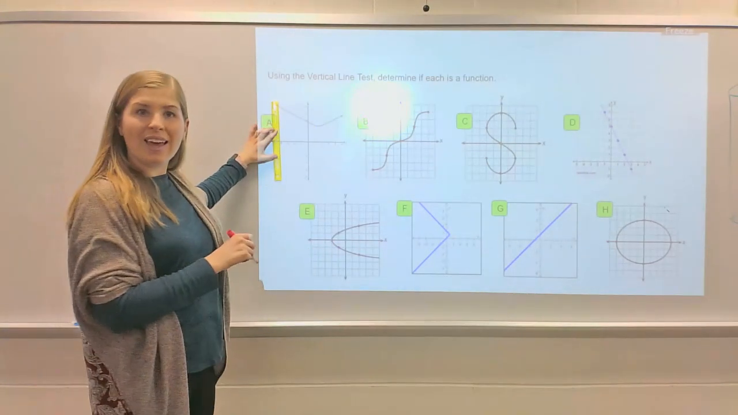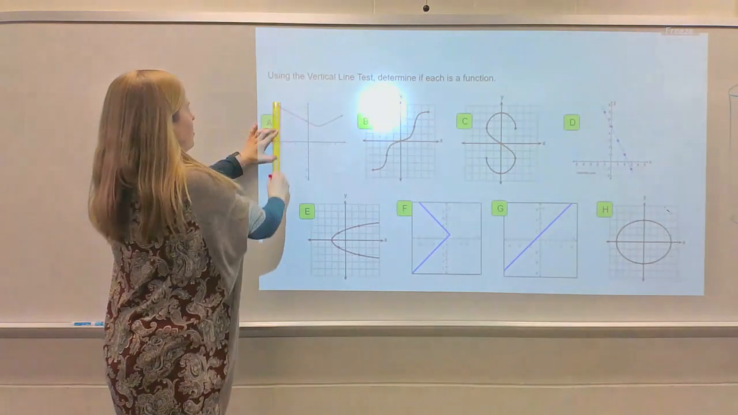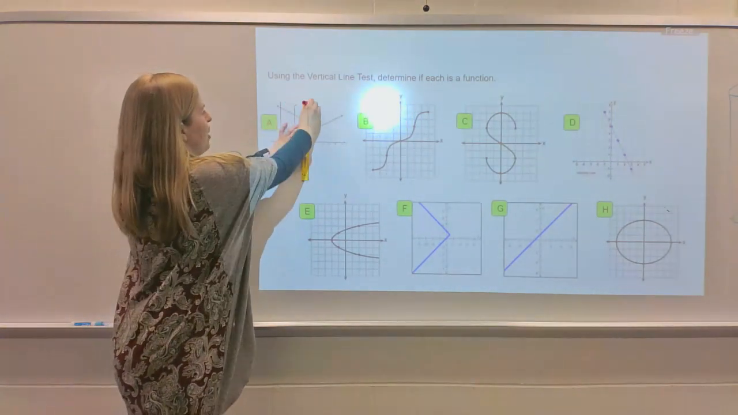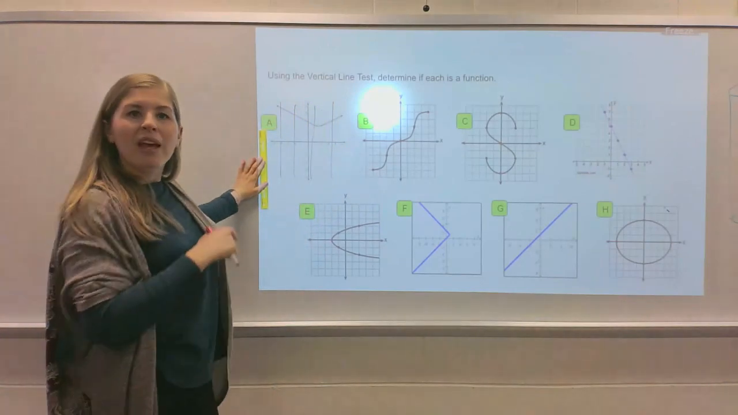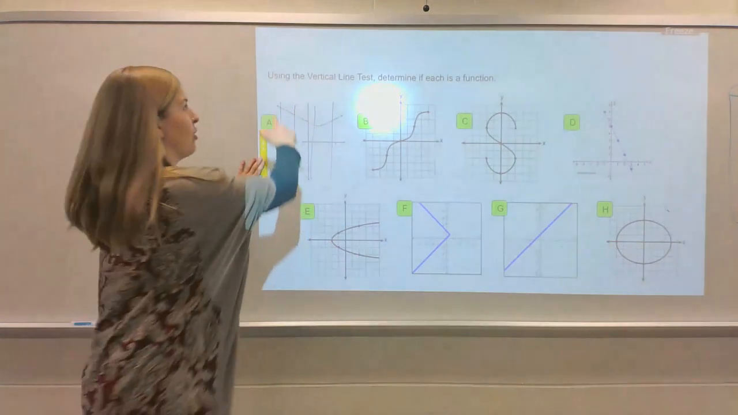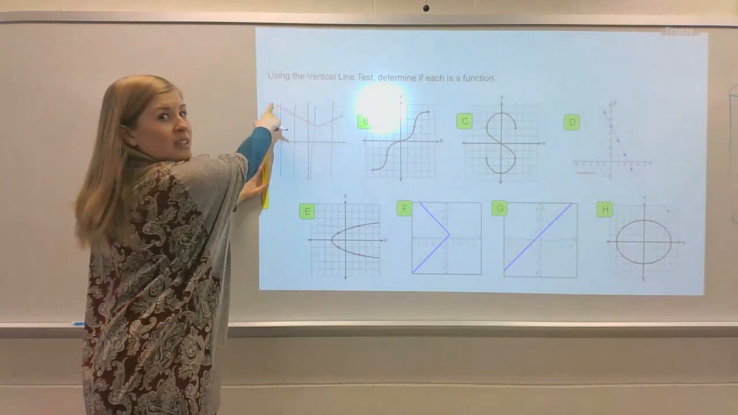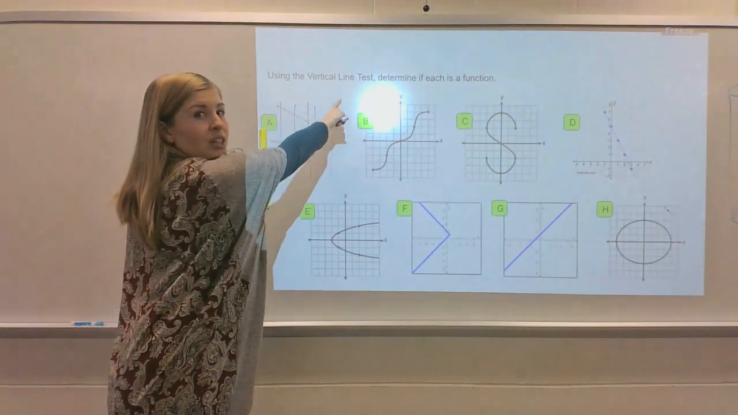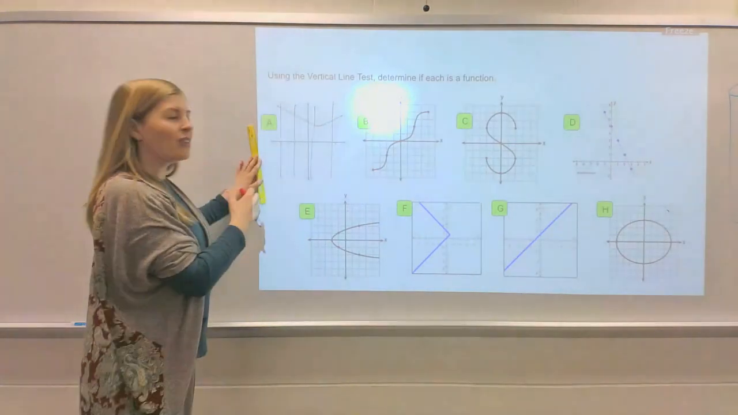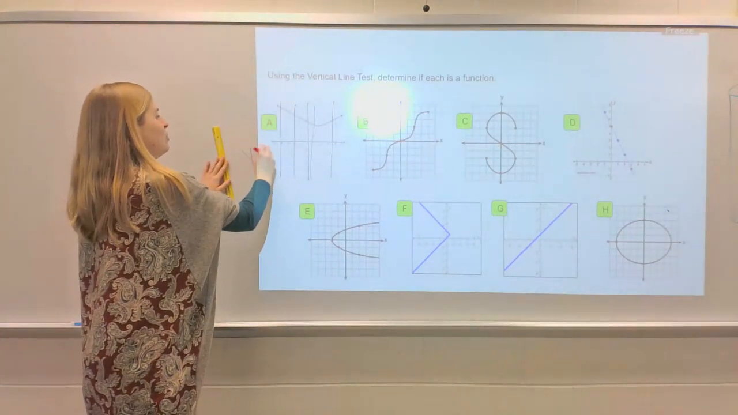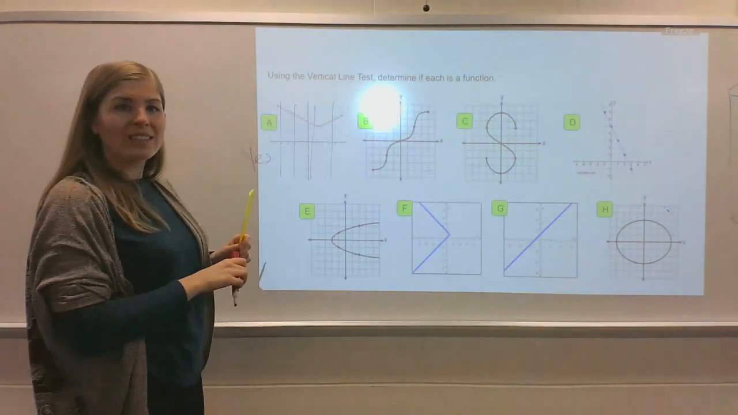So for instance, here's A. If we do straight vertical lines all through the graph, I was trying to use a ruler to help me out. How many times does it cross the graph line? So it looks like each of these vertical lines only touches the graph line once. I don't see it touching the lines down here. The graph line's over there. So yes, this would pass the vertical line test.